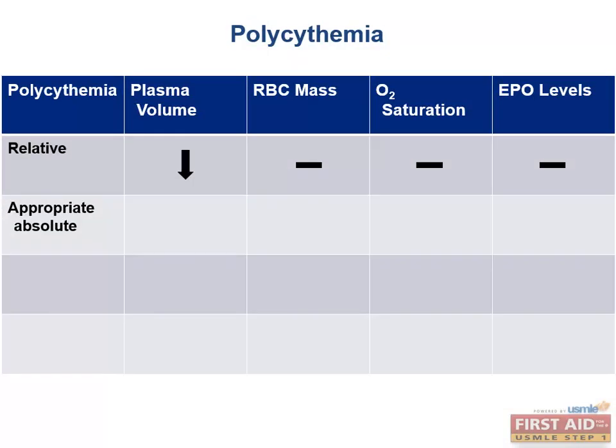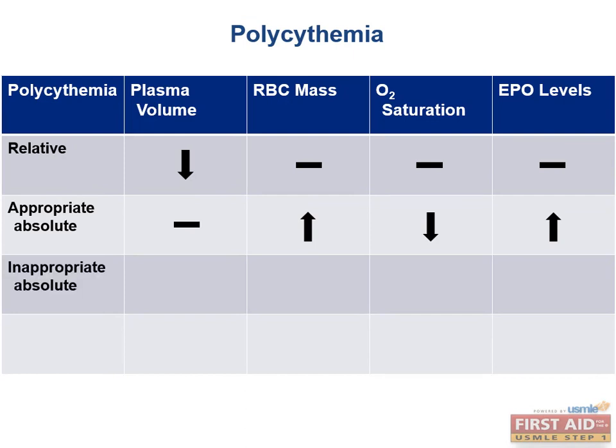Examples of this would include high altitude, where oxygen levels are low, congestive heart failure, and lung disease. So here we will see a decrease in the O2 sats and an increase in the EPO levels. This is followed by an increase in the RBCs as the body attempts to correct for the low oxygen.